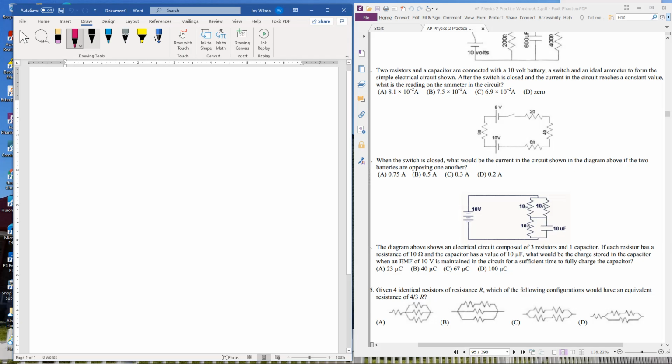Hello everybody, we're going to talk about capacitors. We're going to finish talking about capacitors. So let's start with the definition of capacitance.